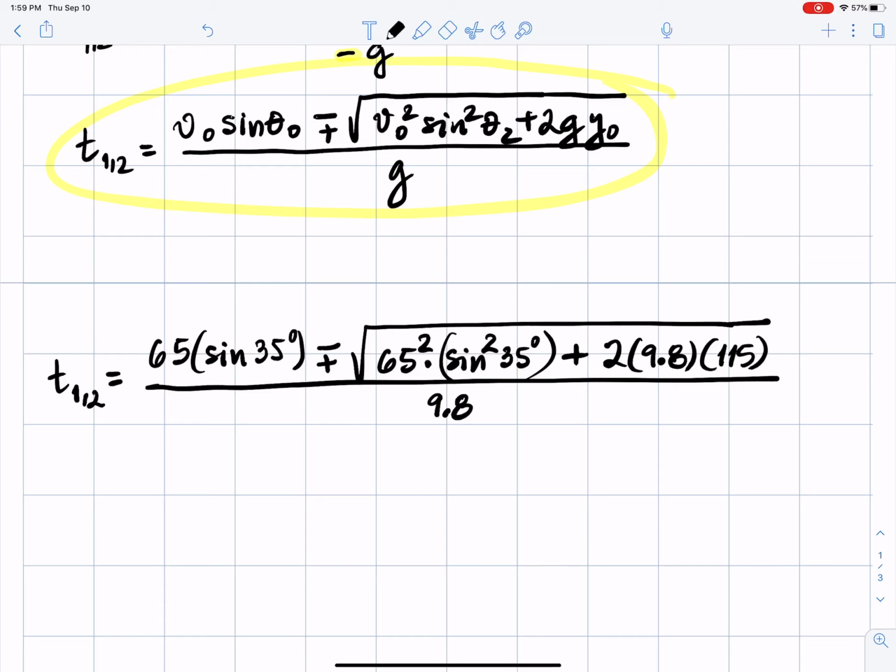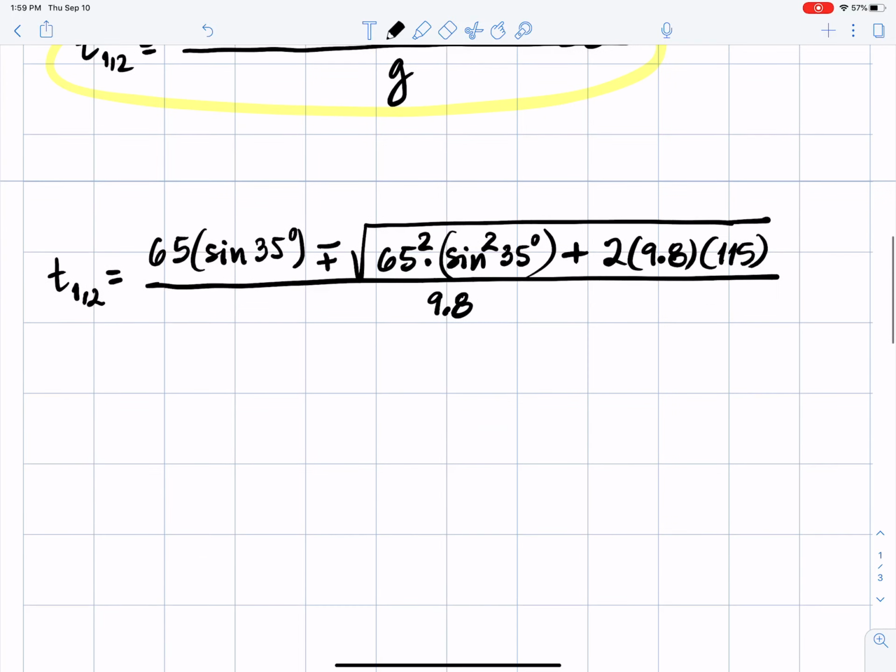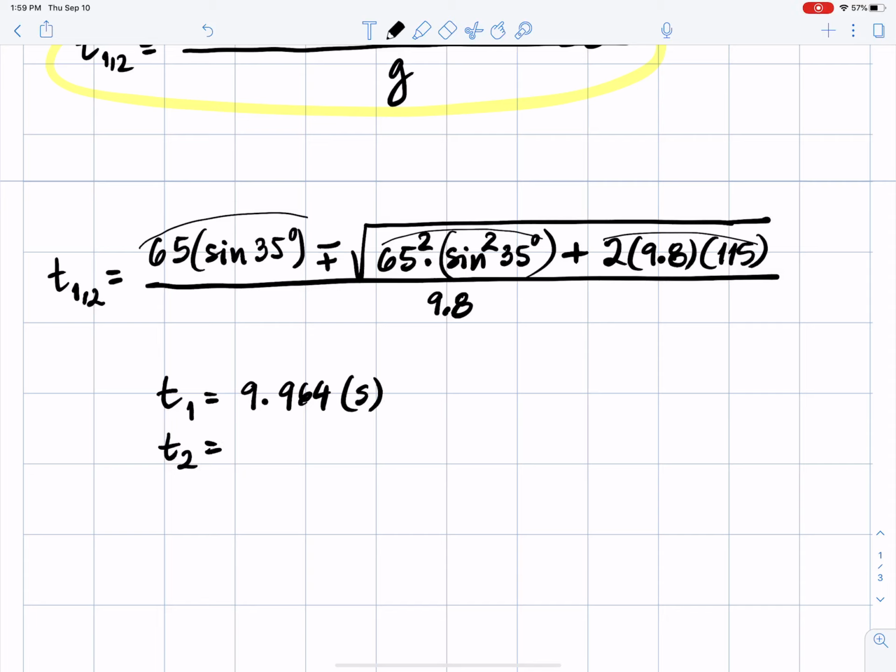You can use a calculator, and actually I wanted you to practice. If you're not sure and you don't want to lose numbers, just do each part separately, and then add them, then take the square root, and it's a lot easier to make sure you don't commit any mistakes. I will tell you what we get here. One of them is going to be 9.964 seconds. And the other one will be a negative number, negative 2.355.